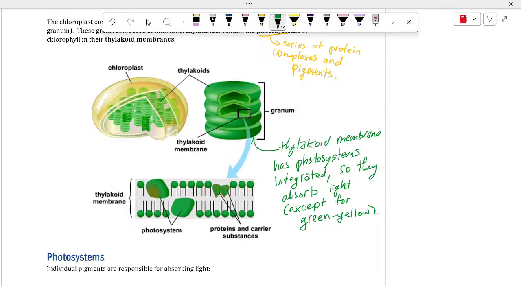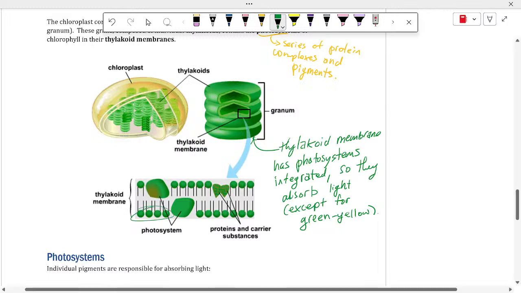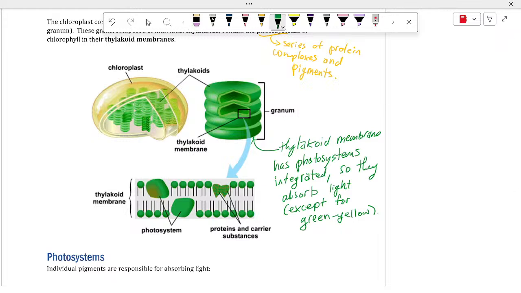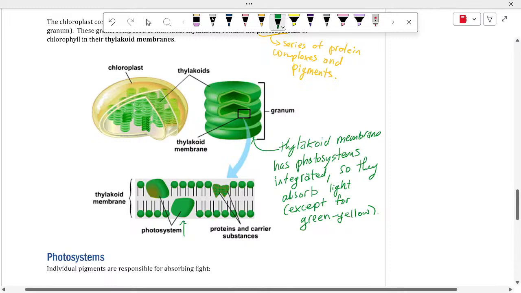So anyway, there would be no reason for these phospholipids to be green. They're not. Because again, it's the photosystems that contain the pigments, right? We've already said that, but it never hurts to remind ourselves of something, so I'm going to put it there.